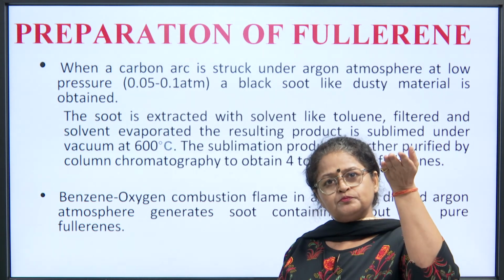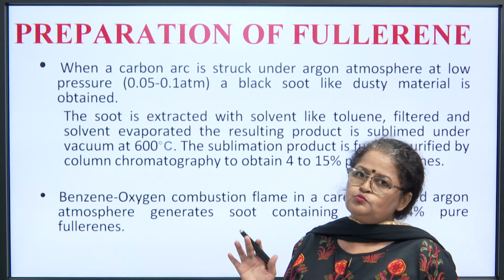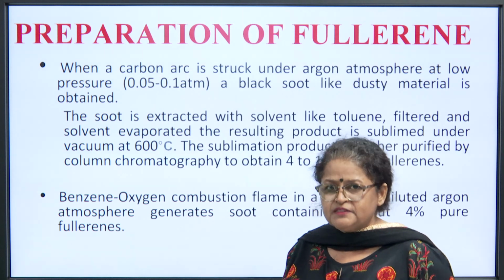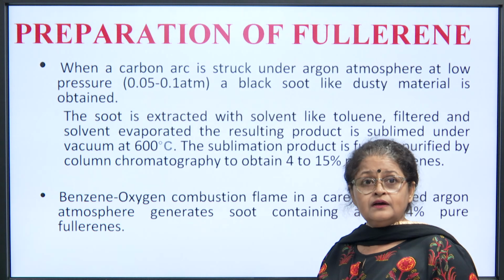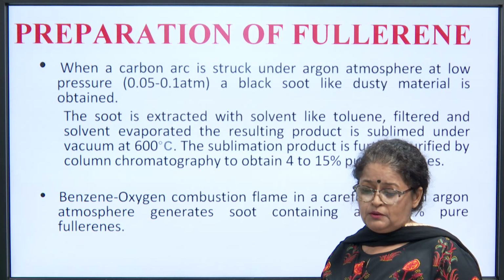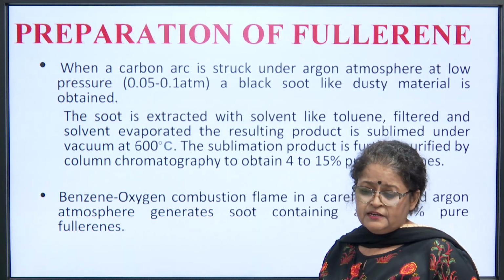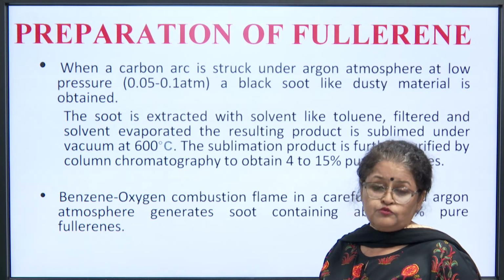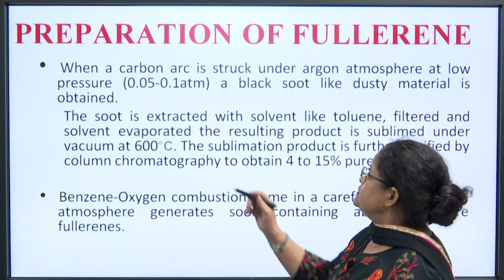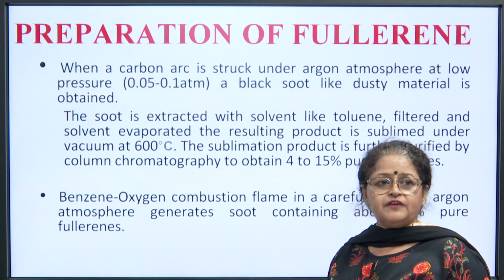The sublimation product is taken, scratched out, and column chromatography की मदद से इसको प्योरीफाई कर लेते हैं। 4 से 15% फुलरीन हमें प्राप्त हो जाता है। एक और तरीका, बेंजीन ऑक्सीजन कंबशन फ्लेम in a carefully diluted argon atmosphere generates soot containing 4 to 15% of fullerenes. Purification is the same. Soot is taken, extracted with toluene, filtered, solvent evaporated.